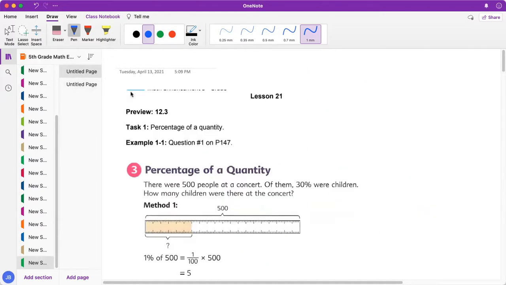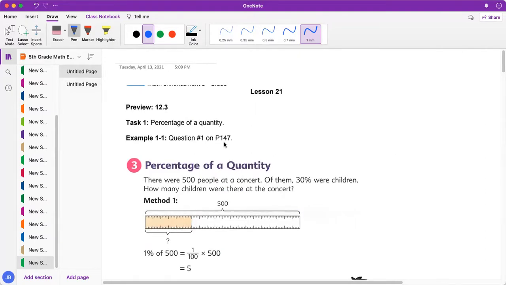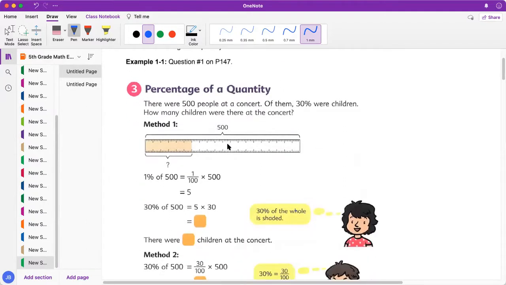All right, so today we're going to look at more percentages. We're going to look at the percentage of a quantity. Our first example is on page 147. I took the whole page and then we'll do number 1. If there are 500 people at a concert, 30% are children. How many children are there at the concert? We can see on this measuring stick that the total is 500.